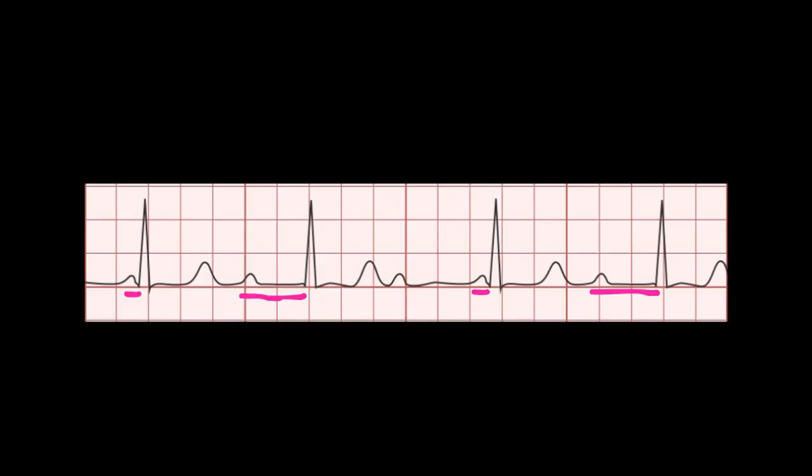If it's short, that could be due to a number of maladies, chiefly some kind of pre-excitation syndrome. If the PR interval is long, that's a heart block. And if the PR intervals are different, that is most likely some kind of a heart block. Again, see my heart block video for more on that.